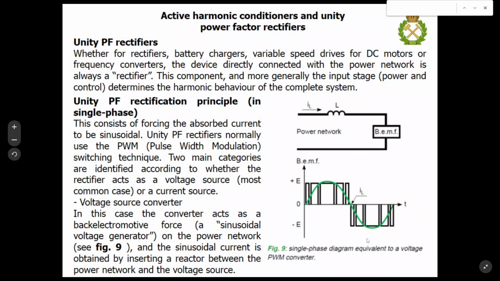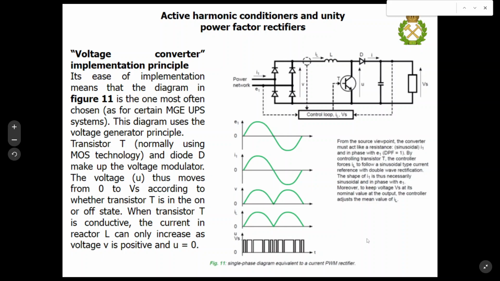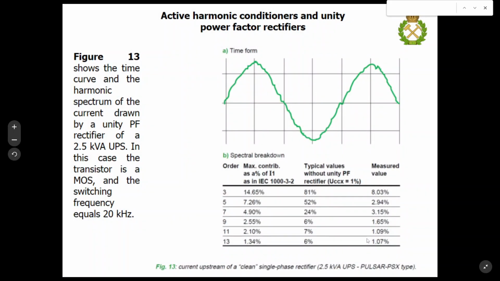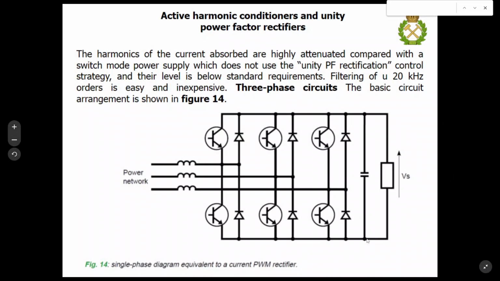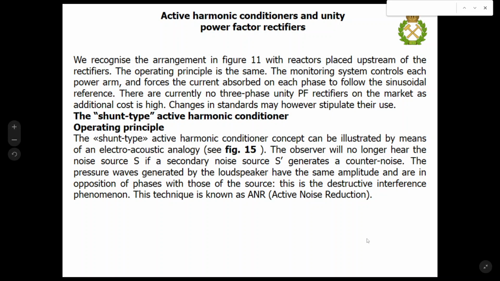And here you may see the main principle of such functioning in the example of a PWM rectifier, and also you can see some diagrams of functioning of such a rectifier. Here you may see some pulse width modulation technologies and some harmonic spectrum of the current upstream of such a single phase rectifier. Also, we may use three-phase circuits and other more complicated components.